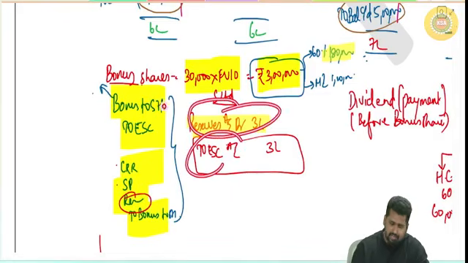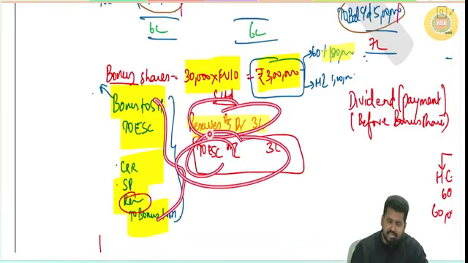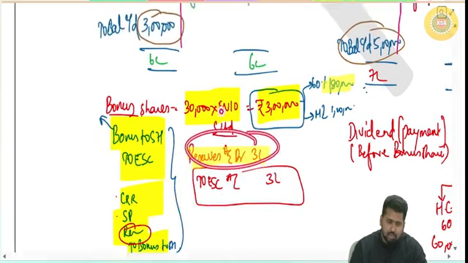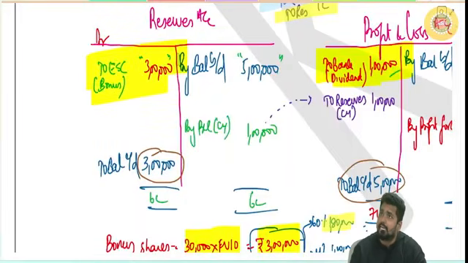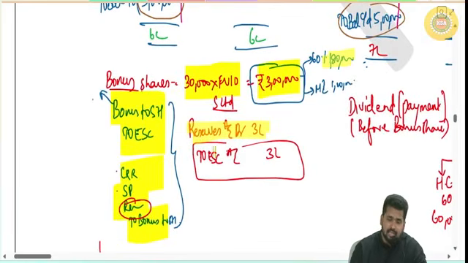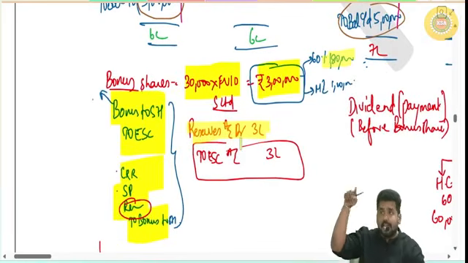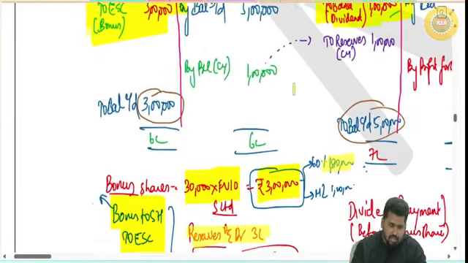Reserves account debit to equity share capital, 3 lakhs and 3 lakhs. Correct? So the reserves account should be debited. That's why in the reserves account I would have written 3 lakhs. Clear? Equity share capital increased by 3 lakhs. That's why 5 lakh plus 3 lakh, in the closing balance sheet they are showing 8 lakhs. Clear? So that is how you have to do it.